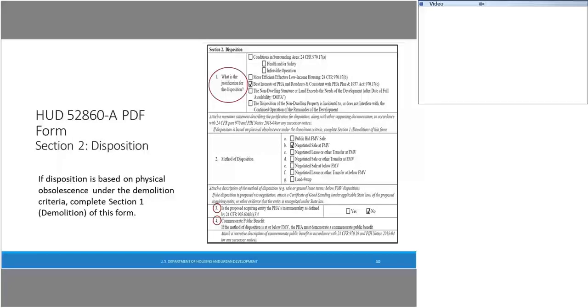It says, attach a narrative statement describing the justification for disposition along with other supporting documents in accordance with 24 CFR Part 970. So what I'm going to implore is that, please, your justification, we really would like for it to be detailed. Please don't just cite we're disposing of it in accordance with 24 CFR Part 970 and the notice. Please, we need to know what's going on with that building, that structure, and why it's important for HUD to provide, to grant an approval letter for the disposition of that structure and those buildings.